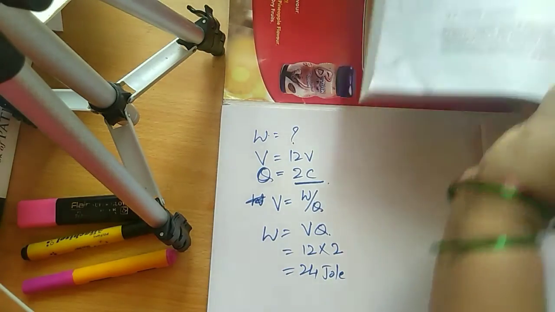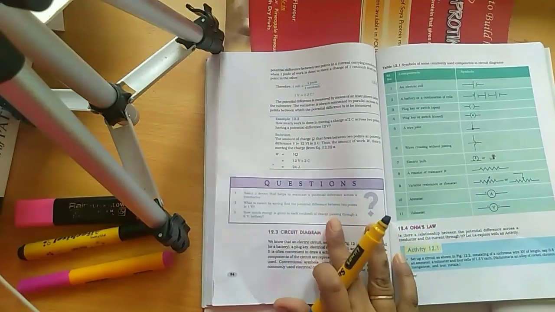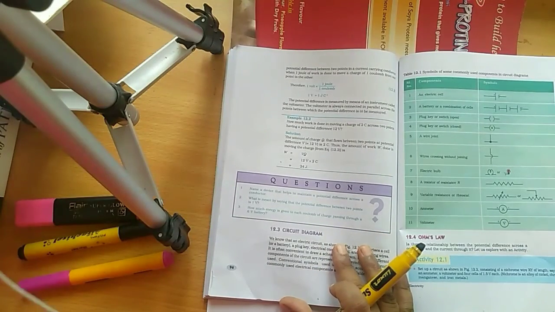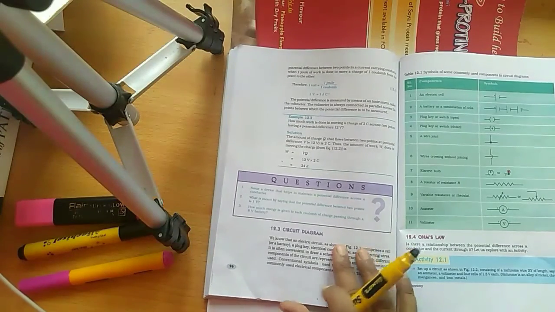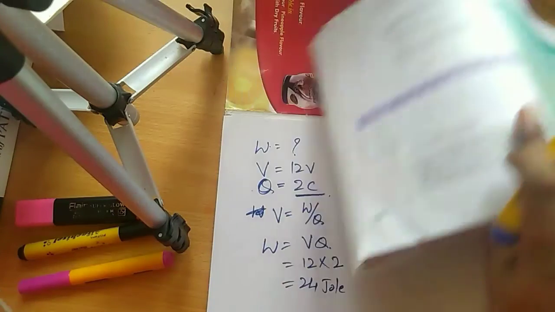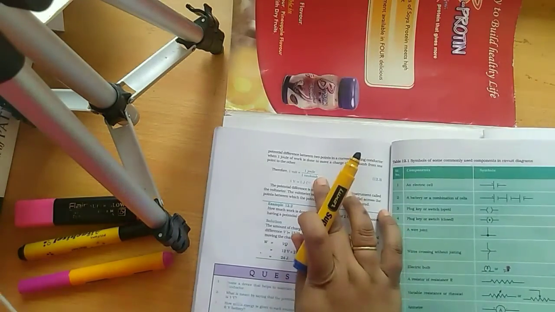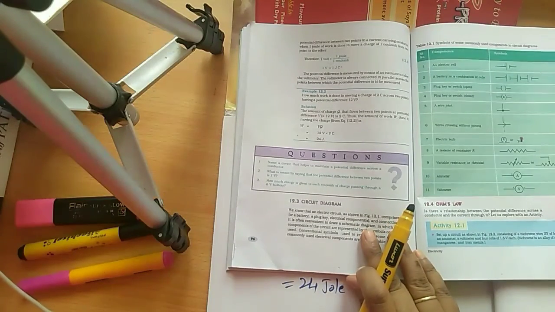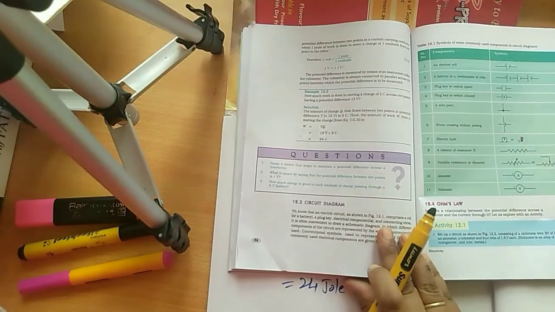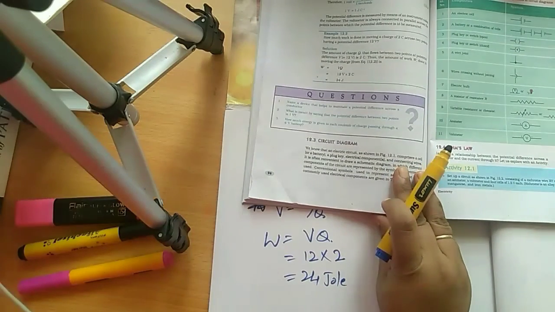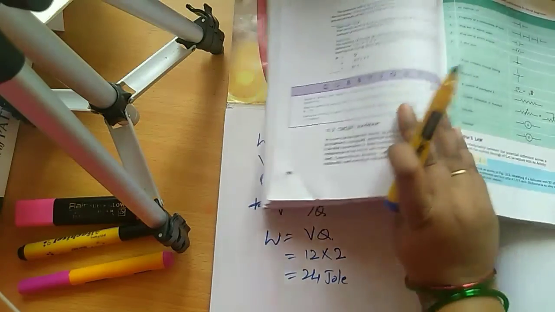Here are some questions they gave in the textbook. Name the device that helps maintain the potential difference across a conductor. What device are we using to measure the potential difference? Voltmeter. What is meant by saying the potential difference between 2 points is 1 volt? I already said here, 1 volt is nothing but 1 joule per 1 coulomb. How much energy is given to each coulomb of charge passing through a 6 volt battery? Same, they are asking the energy for each coulomb of charge. Each means what? 1 coulomb.